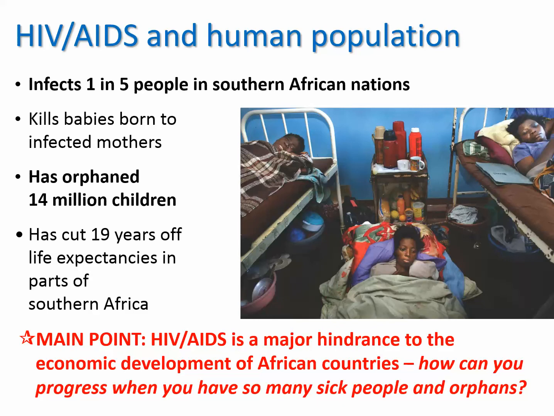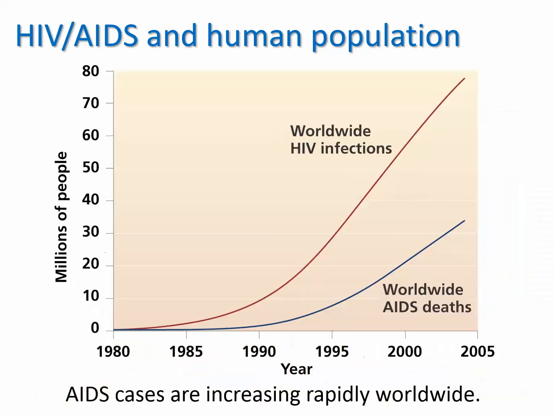So the main point here is that HIV and AIDS is a major hindrance to the economic development of African countries, because how can you progress when you have so many sick people and orphans? How do you have people going off and getting an education and learning how to become doctors and teachers and everything else? So AIDS cases are rising rapidly worldwide. We see the HIV infections and the AIDS disease that they can cause.